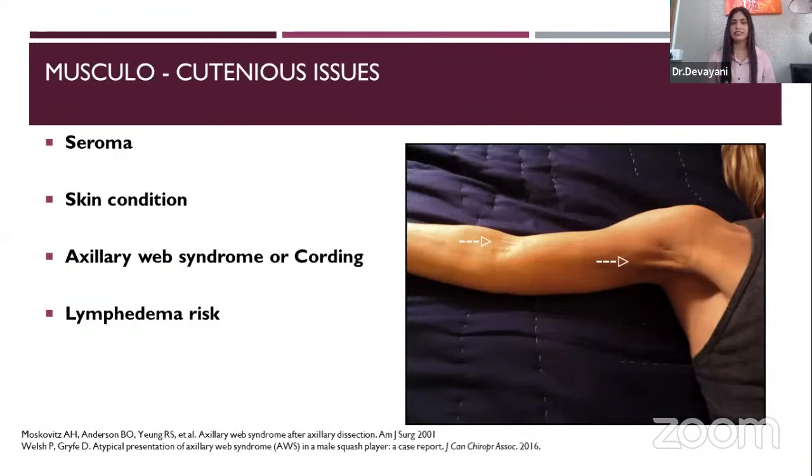You need to check the skin because any kind of trauma because of dryness or infection in the skin will increase your complications during the treatment, during the physiotherapy management.